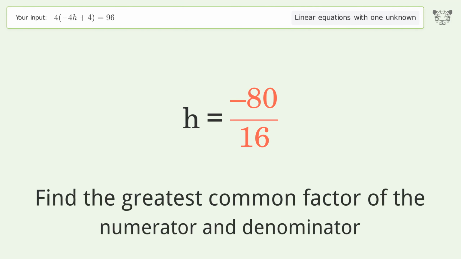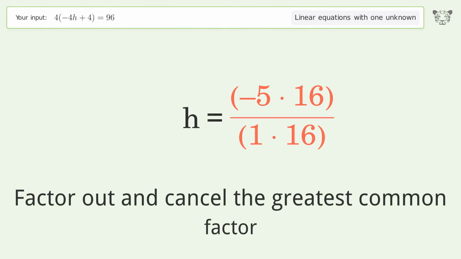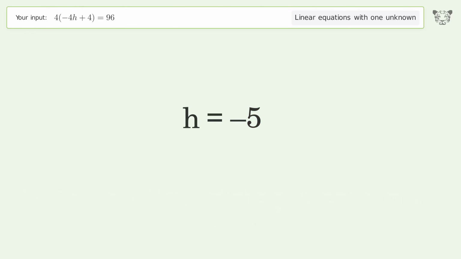Find the greatest common factor of the numerator and denominator. Factor out and cancel the greatest common factor. And so the final result is h equals -5.